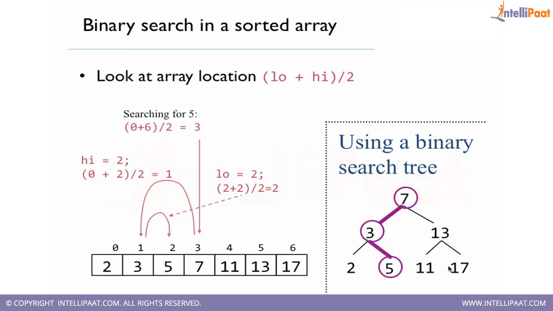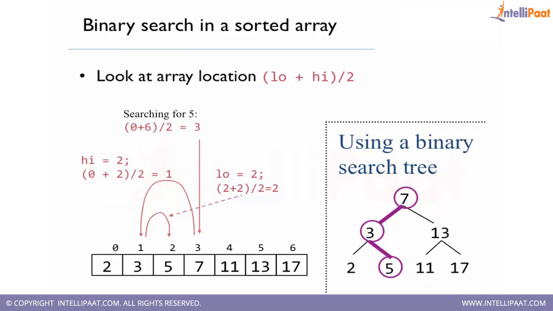Further right we find 17. 15 is less than 17, so we need to go left of 17, but there is nothing to the left of 17. We reached the leaf of the tree. So that means the element we are searching for, which is 15, is not present in the tree. So we can say whatever we are trying to find is not present in the tree.